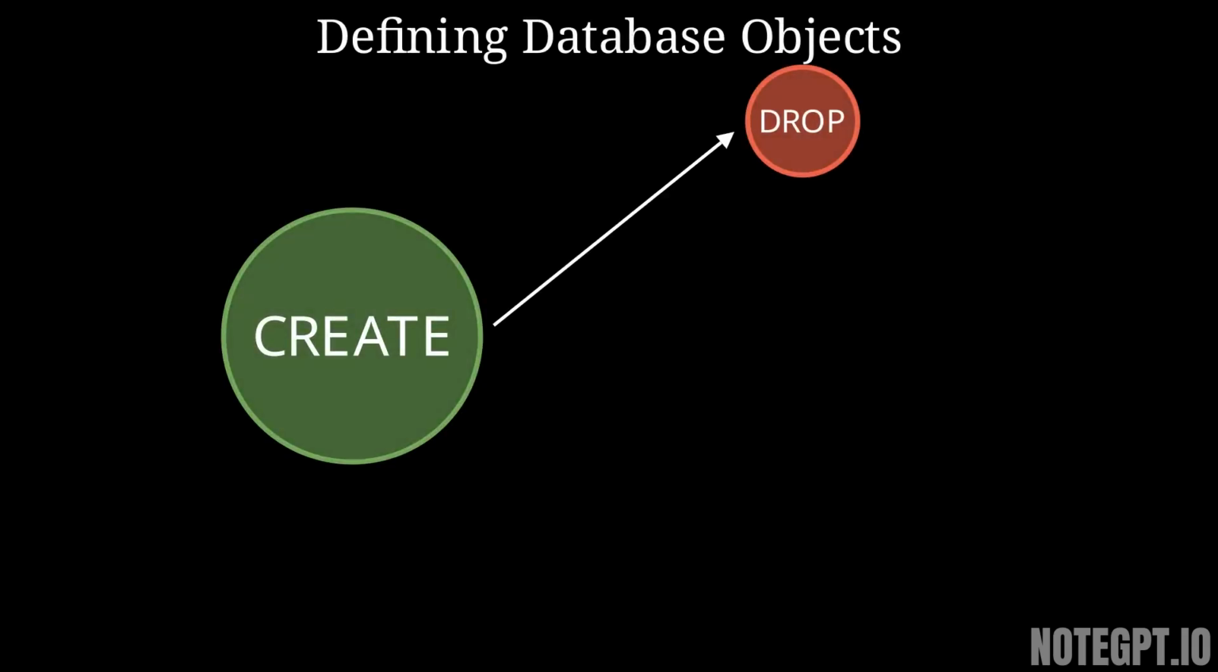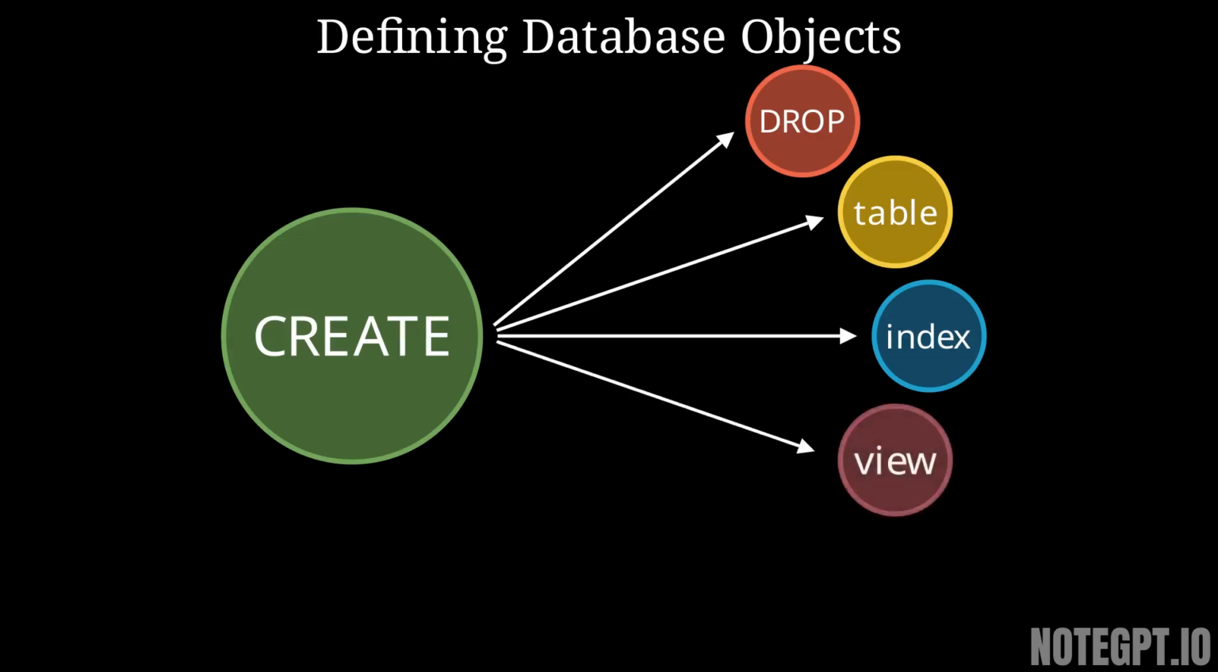SQL can define new database objects such as tables, indices, and views. Use create to add new objects and drop to remove them. Integrity constraints ensure data validity, and loading tables populates them with data.